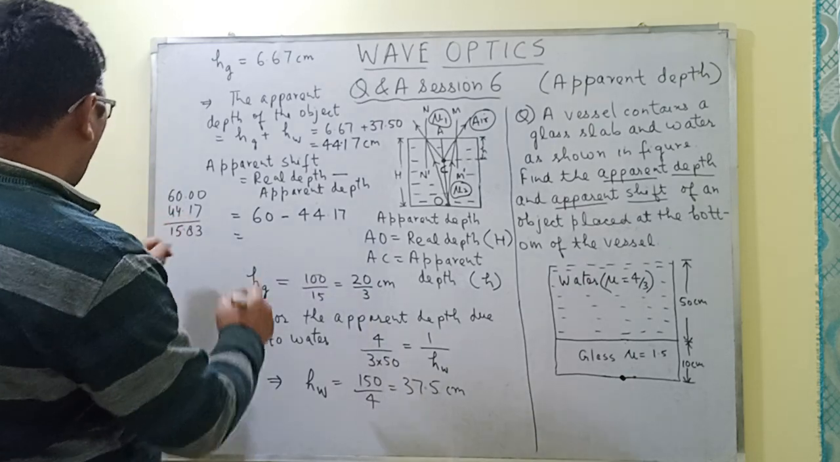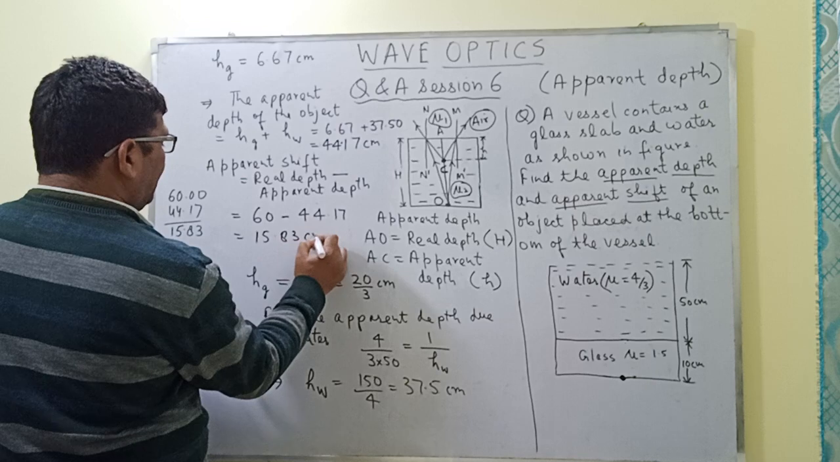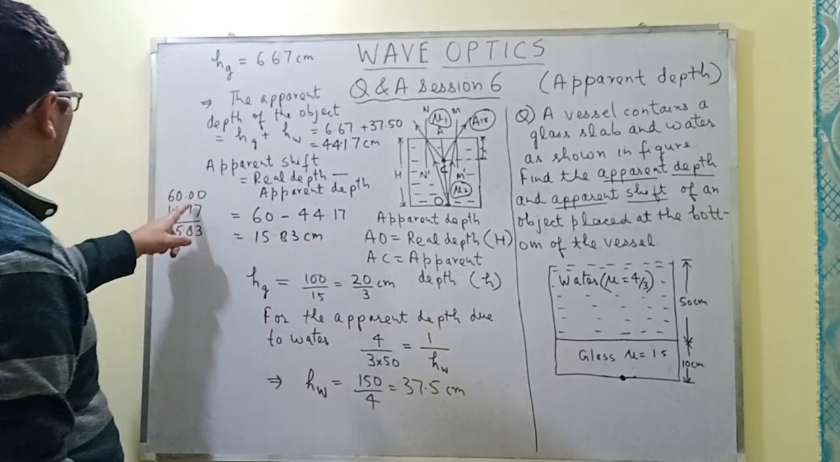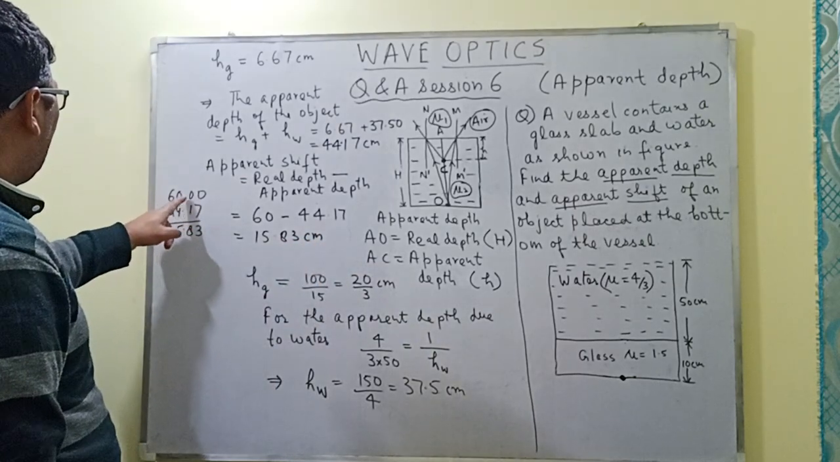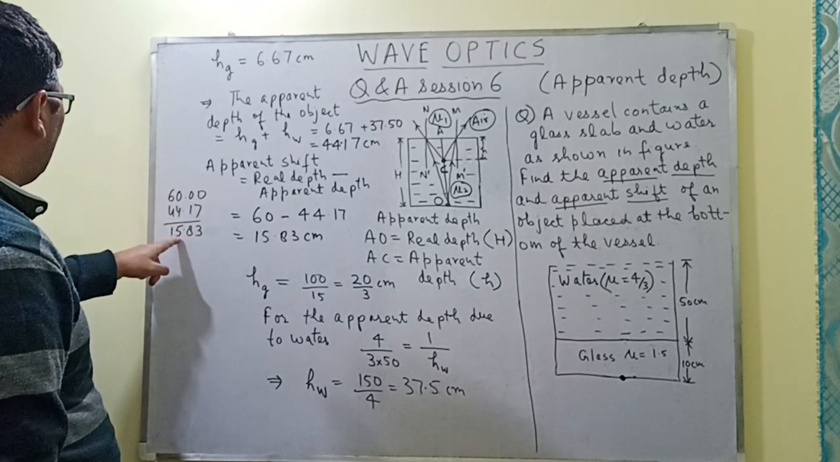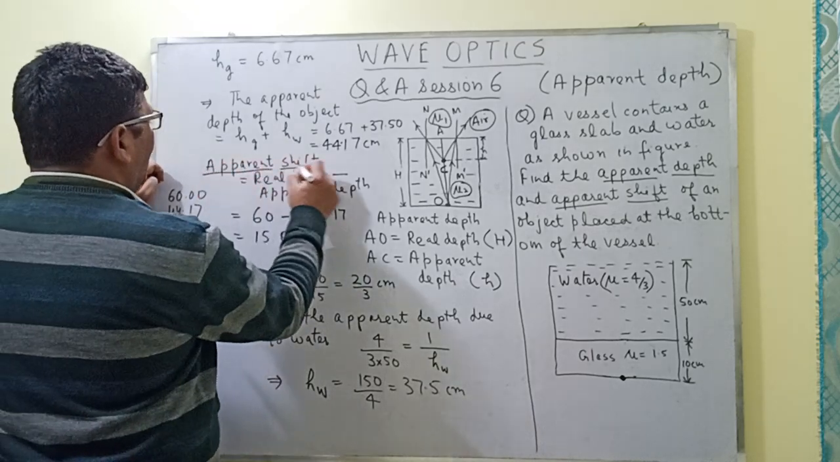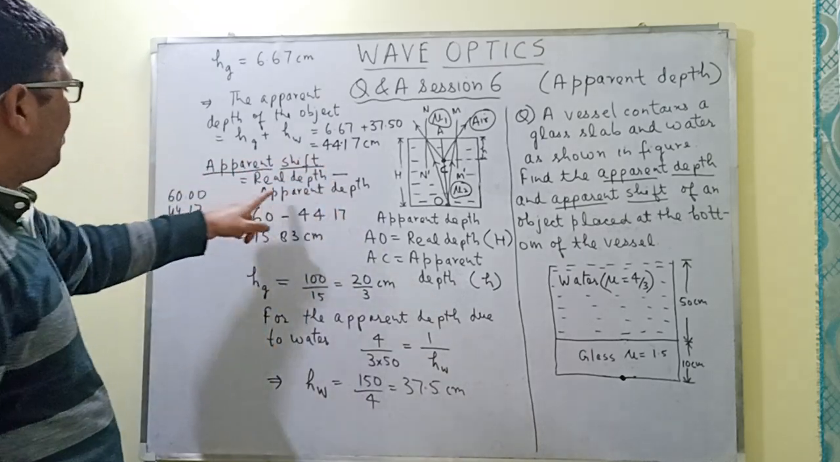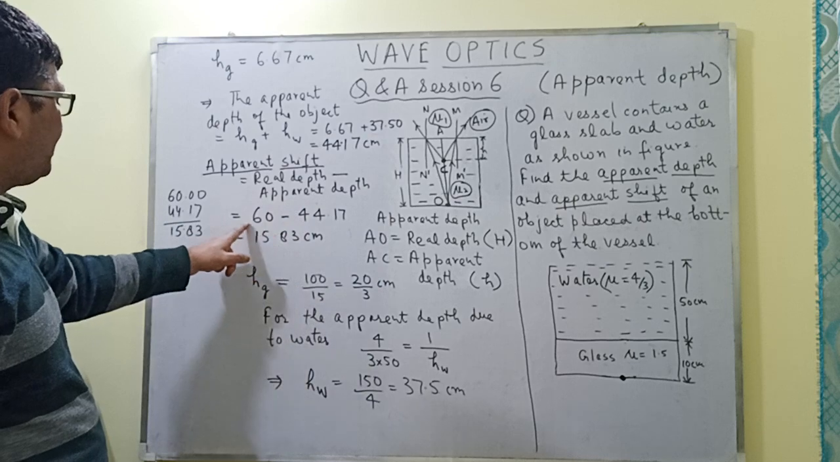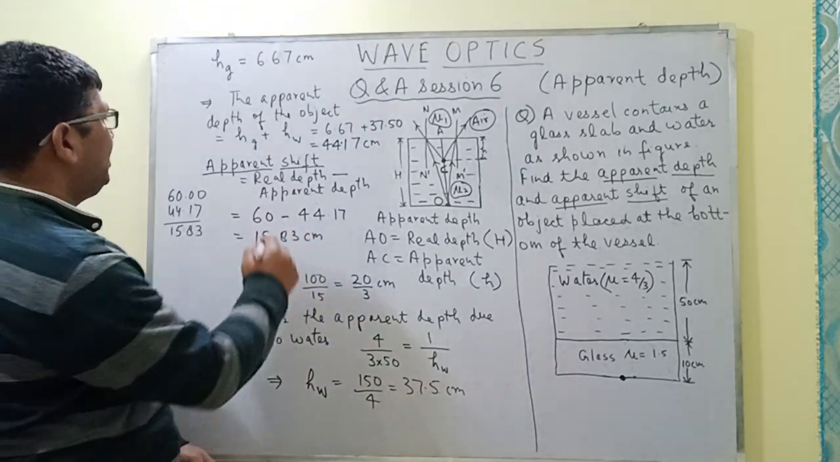okay, this is equal to 15.83 centimeter. Okay, this is 3 and 8, and this is equal to, yeah. So the apparent shift is equal to real depth minus apparent depth, so this is equal to 60 minus 44.17, that is equal to 15.83 centimeter.